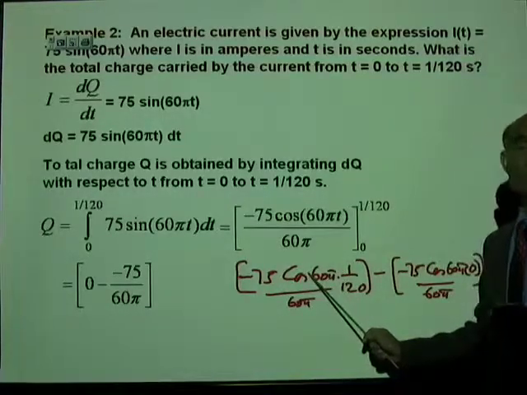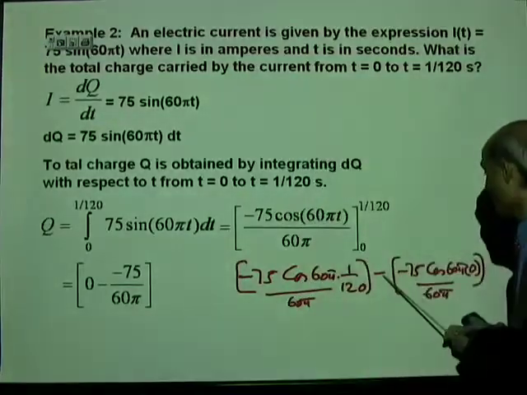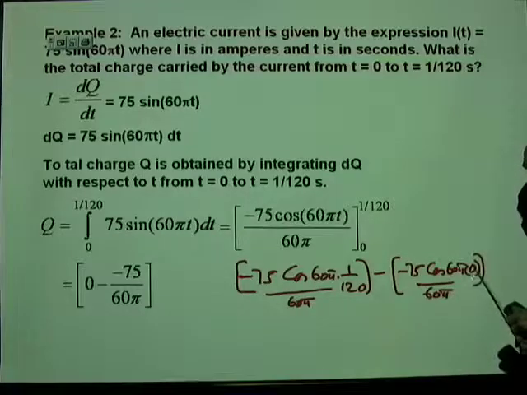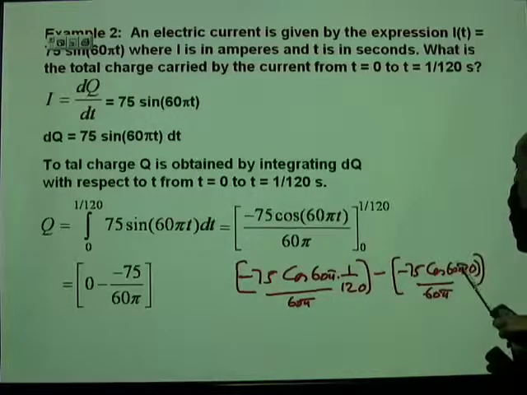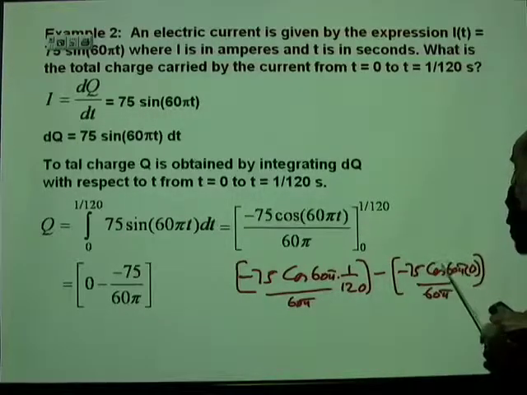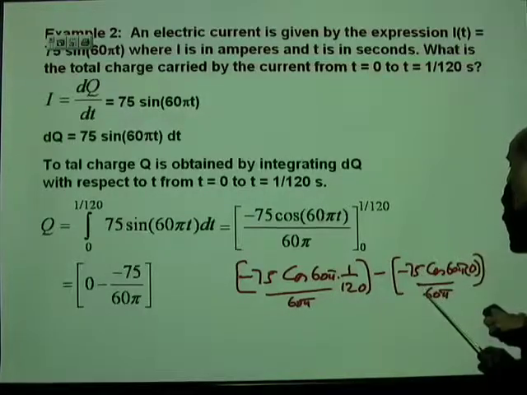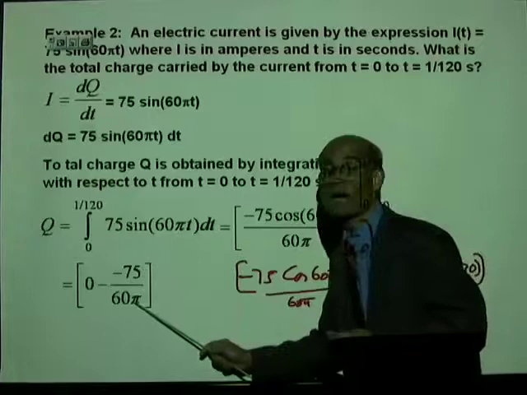Cosine of pi by 2 is 0. That's why our first term is 0. Minus, when the time is 0, 60 pi times 0 will be 0. What is cosine of 0? Cosine of 0 is 1. Therefore, this quantity is negative 75 divided by 60 pi.